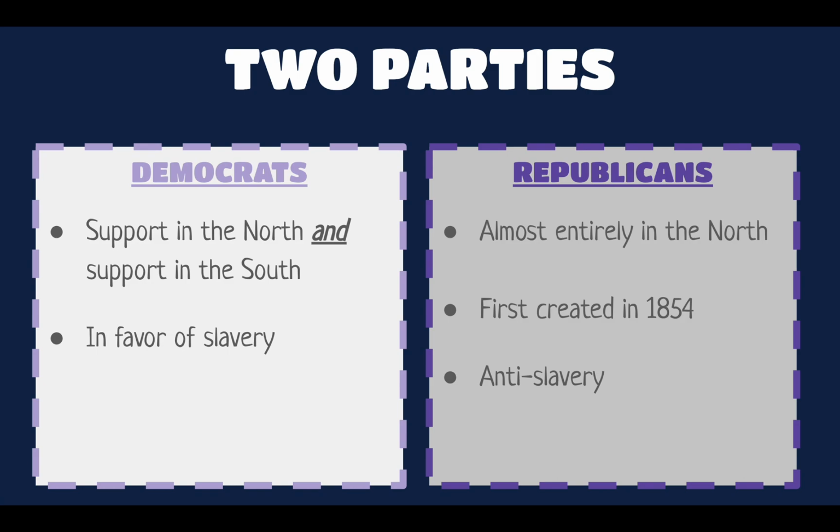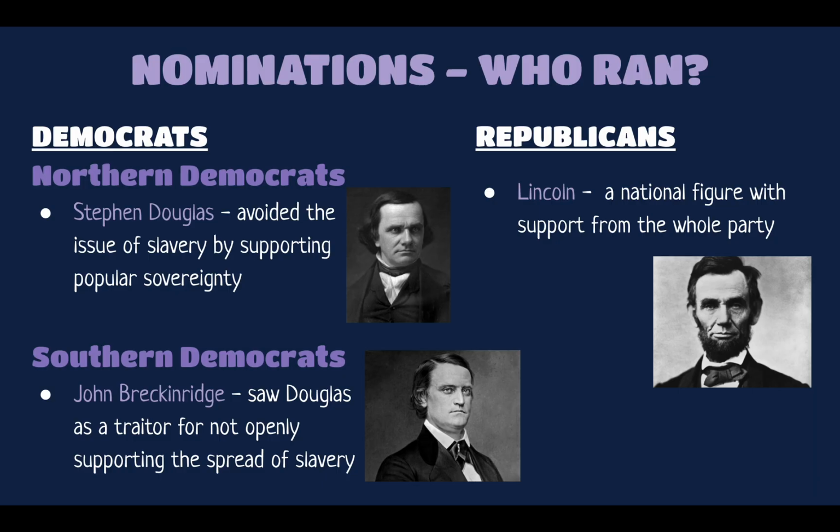The other main party that they are competing against is the Republican Party, which was almost entirely in the North. This is a very new party. It had just been formed in the mid-1850s and was primarily an anti-slavery party. Now, there are other issues that the Republicans stood for, but for the most part, it was established as an anti-slavery party.